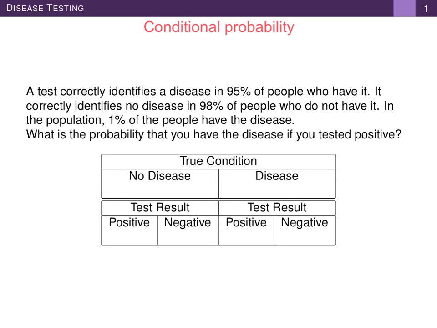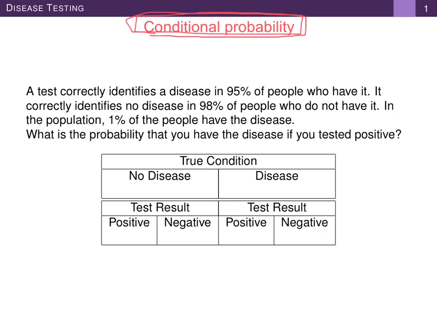Alright, so this is going to be one problem done in two different ways with conditional probability. Conditional probability is when you've got certain conditions that need to be met in order to calculate your probability. So let's read the question.